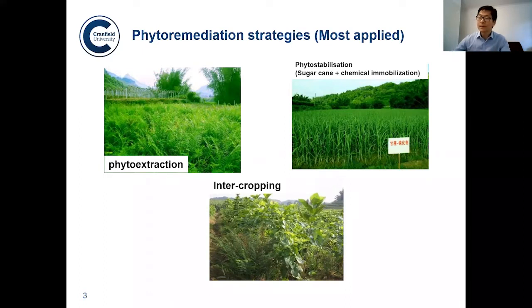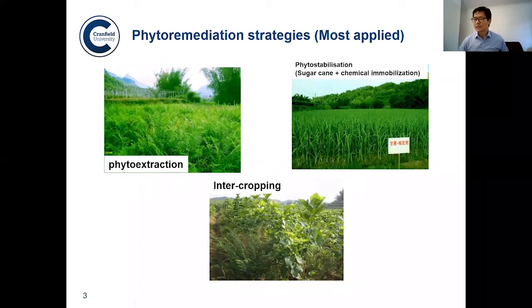I think the first graph on the left is an arsenic contaminated site from a mining site, and they are growing Pteris vittata, a fern species known as a hyperaccumulator for arsenic. And for other types of heavy metals, the graph on the top right-hand side is a cadmium contaminated site.